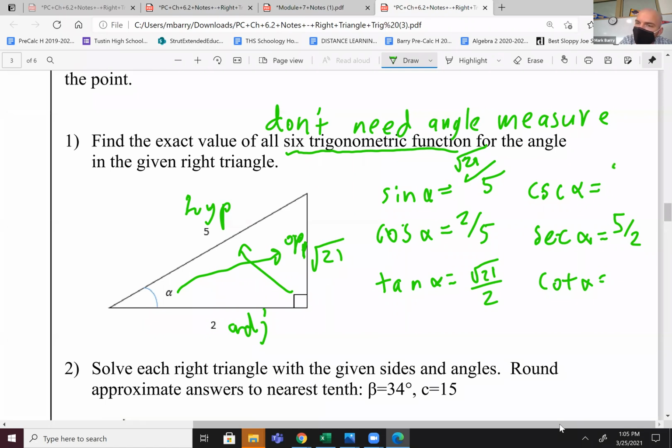Cosecant will be the reciprocal of sine, so it's going to be 5 over radical 21. And then cotangent will be the reciprocal of tangent, so it'll be 2 over radical 21.